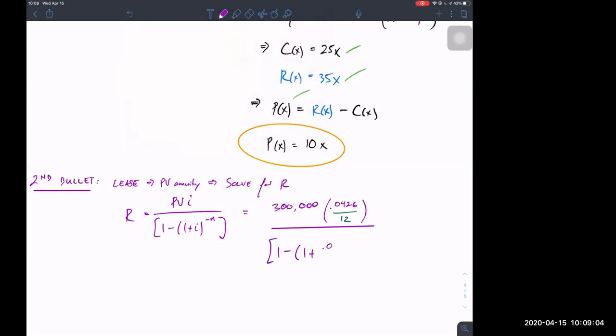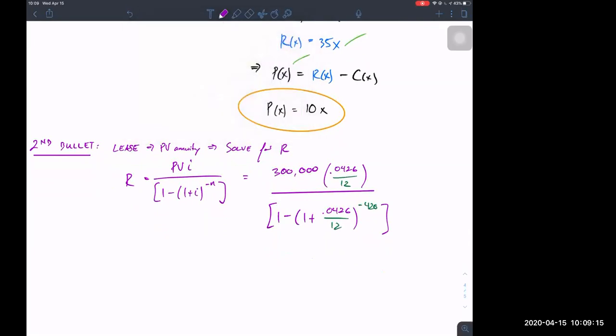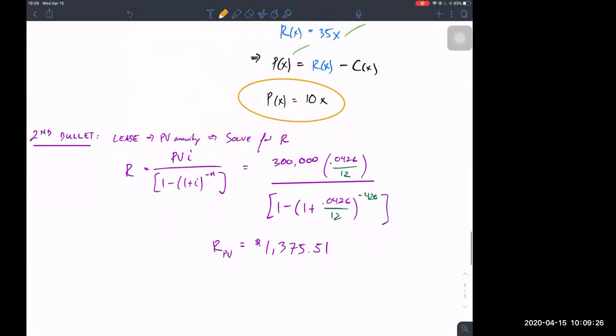So 1 plus 0.0426, minus 420 over 12. I did this calculation in advance as well. This number is going to be our present value, equals $1,375.51. By the way, if people want to pause for a moment to make sure they remember how to do these calculations, please say something, because otherwise I'm just going to move to the next bullet. So hopefully people remember, or they're familiar enough to do this and not freak out, if you will.